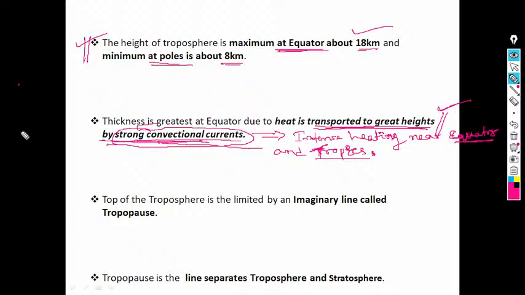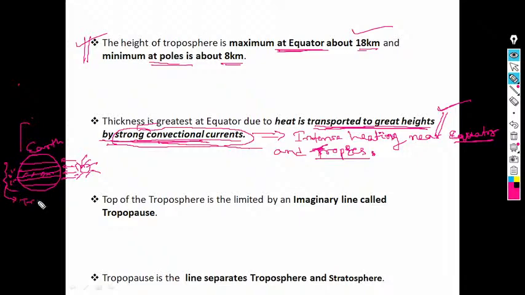Why? I am making a diagram here again. You see here, this is our Earth and this is the Sun. The equator, 0 to 10 degrees north and south, has intense heating, and this is entirely your tropics.